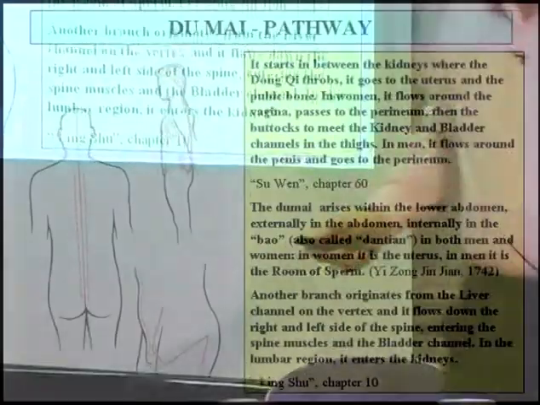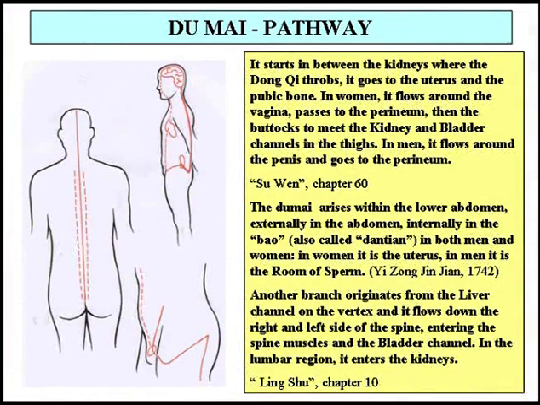Moreover, if you look at the pathway of the Du Mai, it's much more complex than just that line in the back. In fact, it goes to the front as well, to the vagina. That's the path of the Du Mai. In women, it flows around the vagina, goes to the perineum and then the buttocks and the thighs. So it goes to the front as well. What does this mean? That in some cases of excessive vaginal discharge, for example, you would immediately think of the Ren Mai, but if this vaginal discharge occurs against the background of pronounced yang deficiency, I would treat the Du Mai with acupuncture as well. Okay?